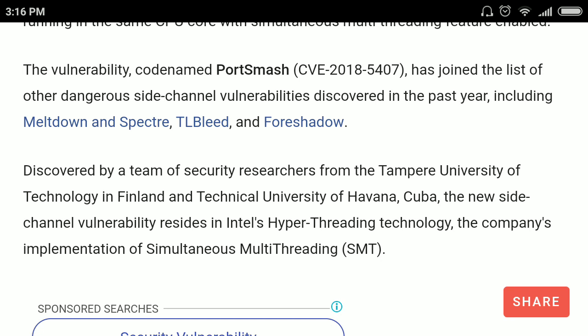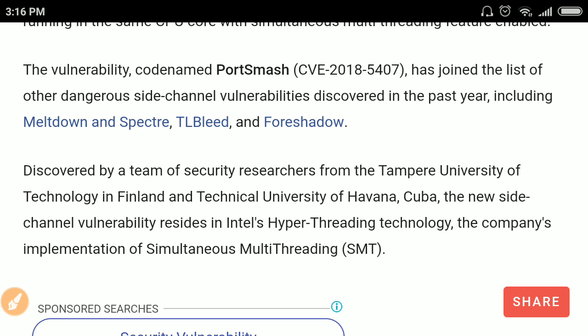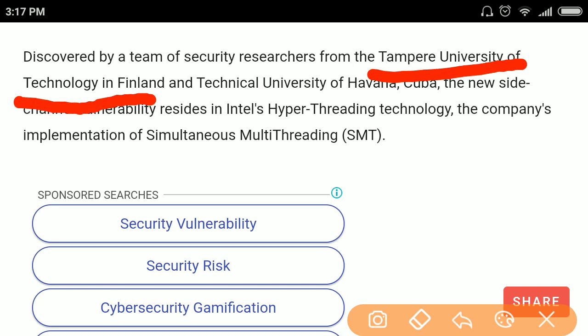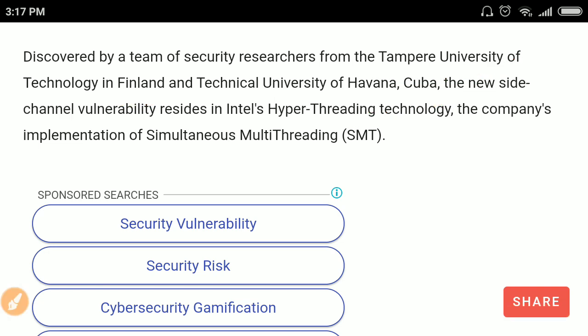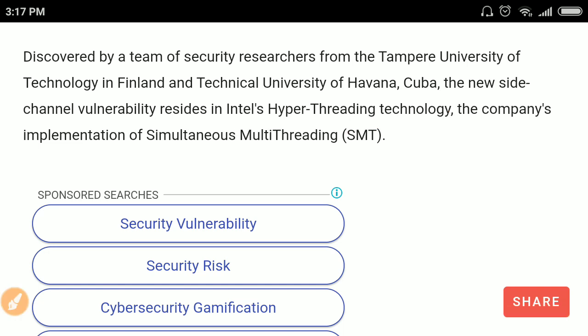So earlier this year, these vulnerabilities were discovered. They were also side channel attack vulnerabilities. Now, the researchers from the Tampere University of Technology in Finland and the Technical University of Havana, Cuba, have discovered this vulnerability in Intel's hyper-threading technology, or SMT feature.